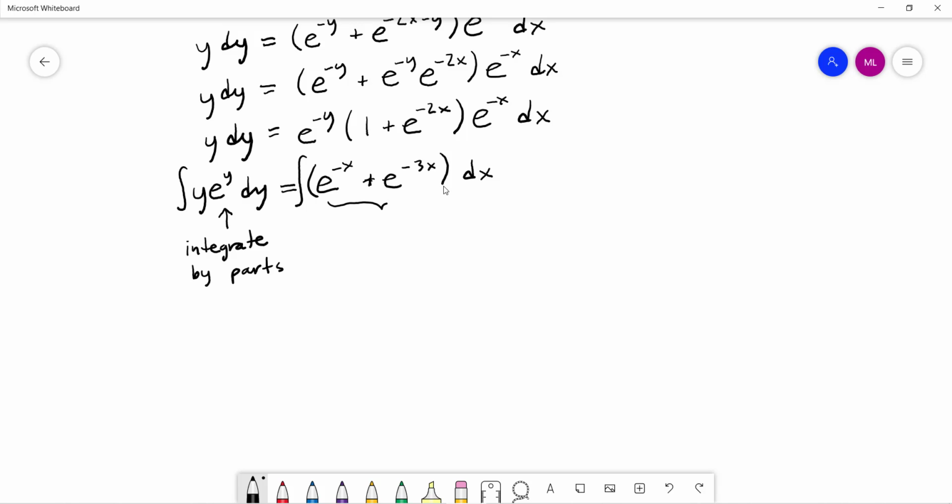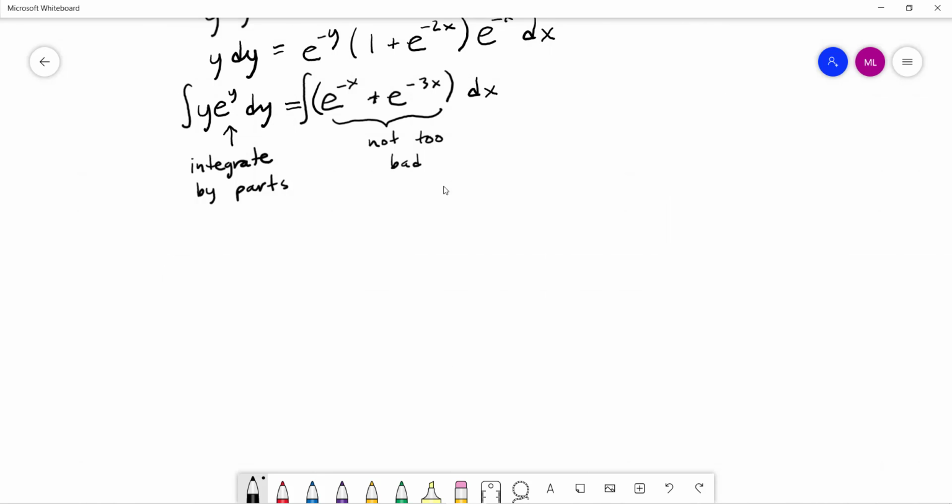And this side is not too bad. So for now, I'm going to focus on the left-hand side. I'm going to let my u and my dv be two functions, and then I'll get du and v as the two remaining pieces. So what should I make what?